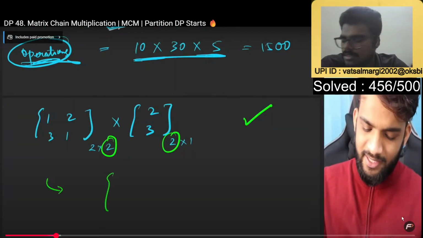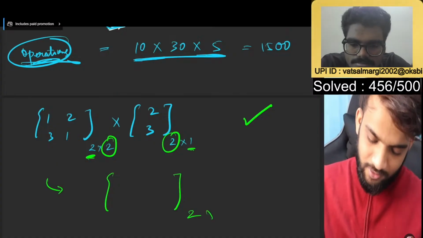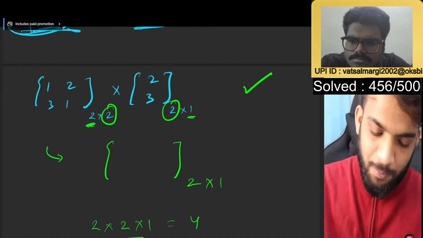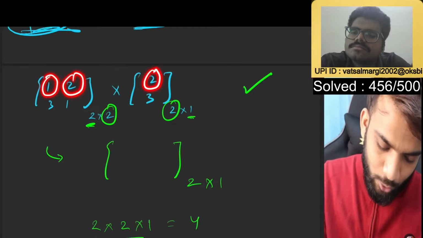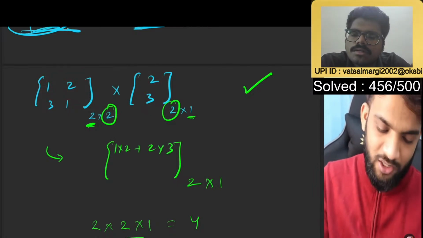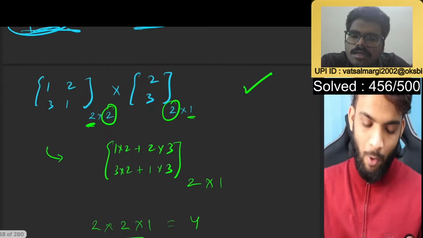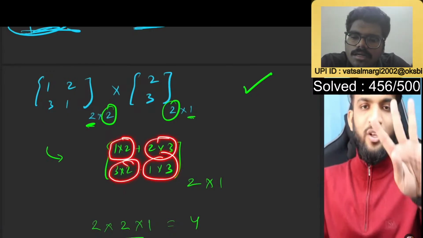What will be the resultant? The resultant will be a matrix of size 2 by 1. Correct? How many operations will you do? 2 cross, common 2, cross 1, which is 4 operations. Why 4 operations? Because first you multiply 1 into 2 plus 2 into 3. Next you multiply 3 into 2 plus 1 into 3. So how many operations did you do? 1, 2, 3, 4. So there are 4 multiplications that you did.